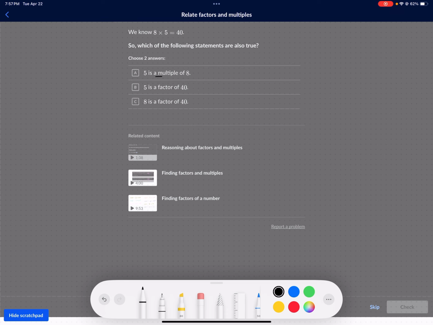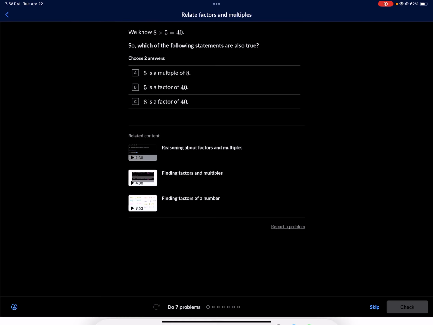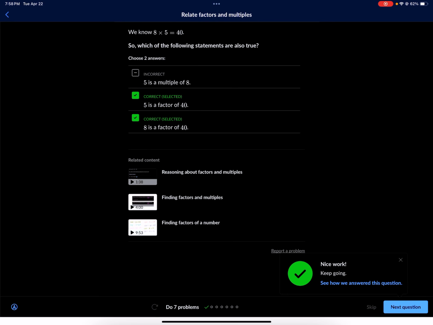So what's a multiple? A multiple is basically the opposite of a factor. So 40 is a multiple of 5, and 40 is a multiple of 8. So we know that 5 is a factor of 40 because 5 goes into 40, and 8 goes into 40, because here these are both in the same equation, which means that they are guaranteed to be correct.